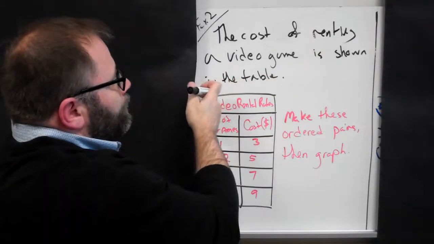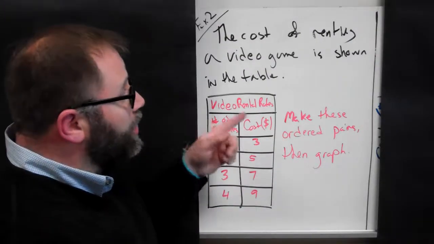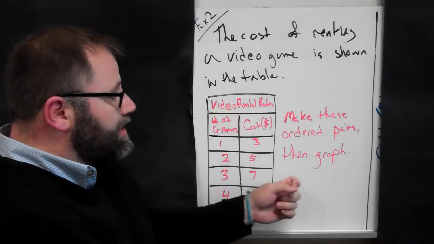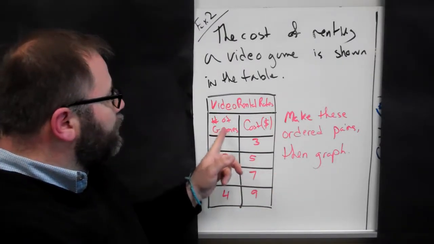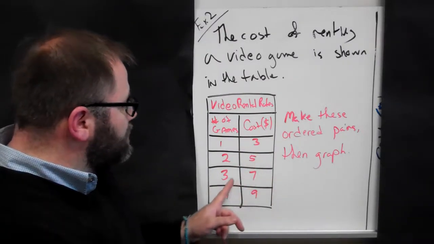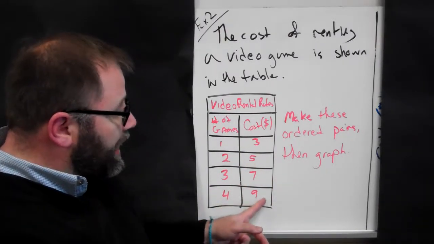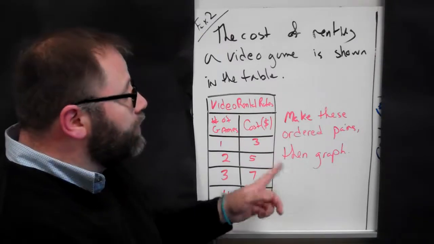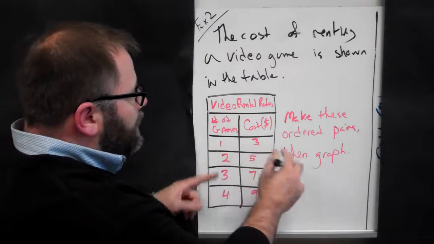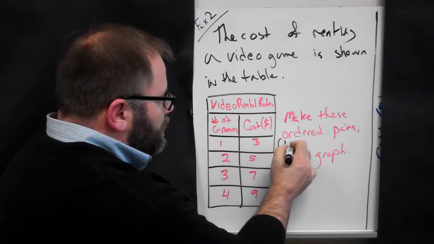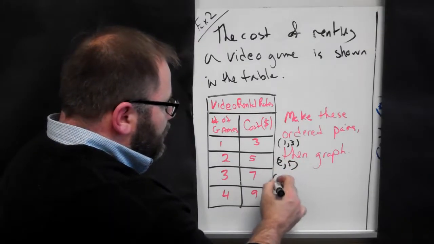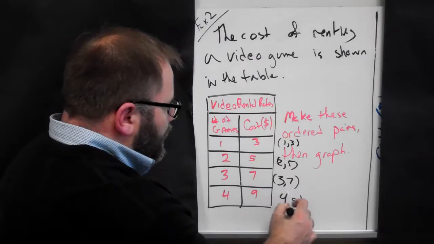Let's do another one. So this is example 2. We're going to do the cost of renting a video game, which is in this table. If we rent a game, it costs us $3. If we rent 2 games, it costs us $5. 3 games, $7. 4 games, it's $9. So the first thing we do is we make these into ordered pairs. So this would be 1 and 3. So that would be 1, 3, 2, 5, 3, 7, 4, 9.